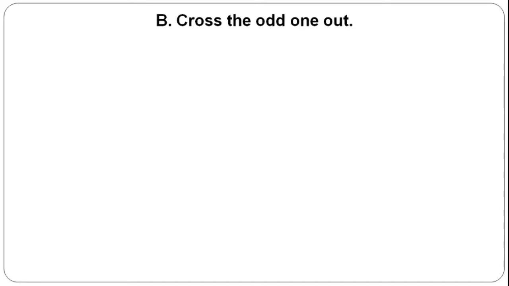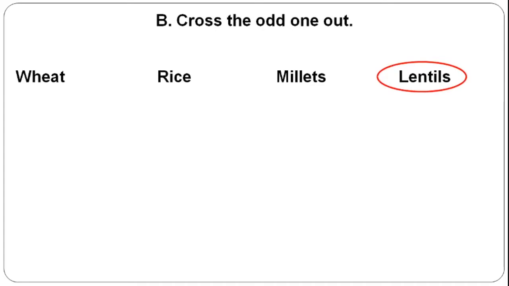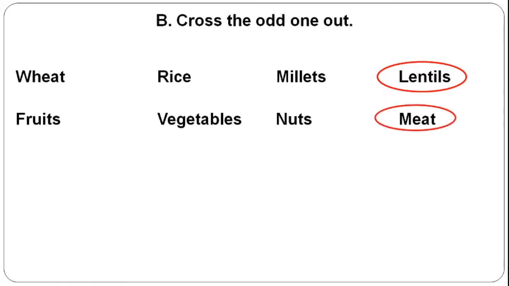Second one, cross the odd one out. Wheat, rice, millets, lentils. Which is odd one out? Very good. Lentils. Clap for yourself. Next one, fruits, vegetables, nuts, meat. Yes, meat is odd one out.